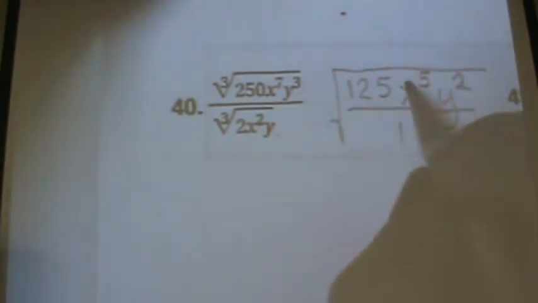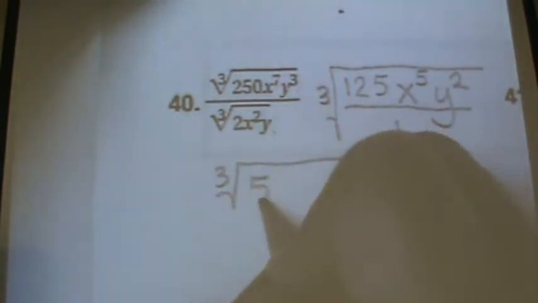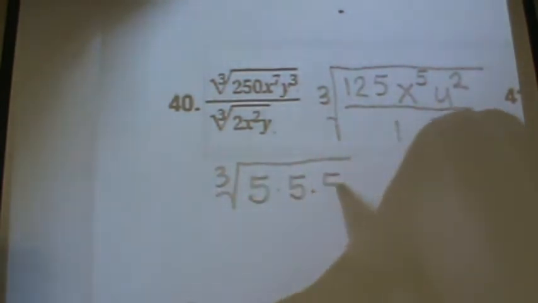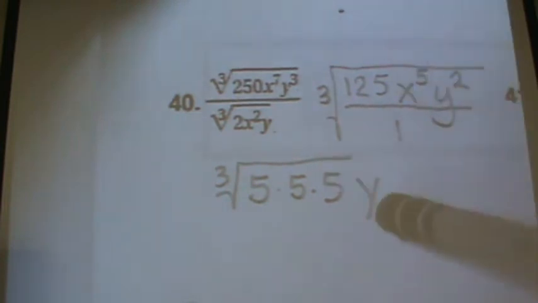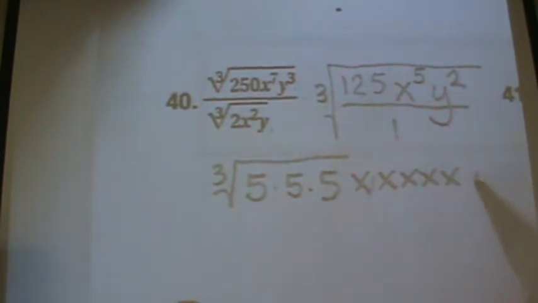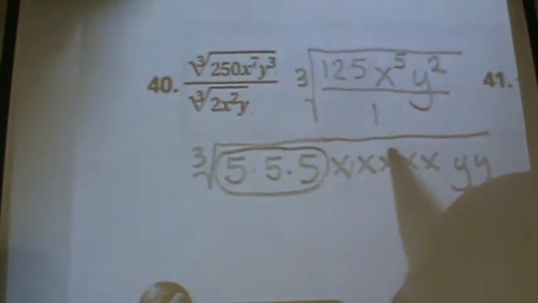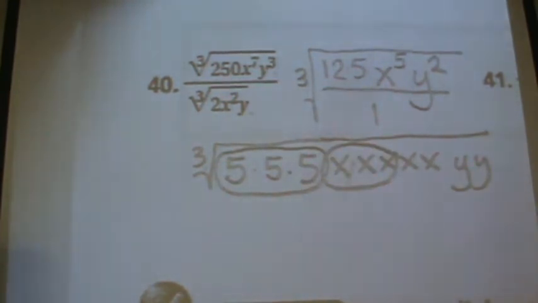Can you break this up? Sure. Oh, by the way, it's cube root. So the cube root of 125 is 5. And we have how many x's? 5 of them. And 2 y's. So what comes out? We're looking for 3 of a kind. That's coming out, and that's coming out.